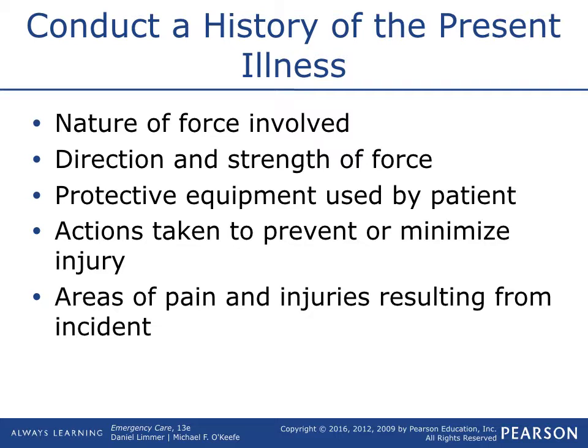Nature of force involved: car accident, falling off that roof, falling downstairs, playing baseball, got hit in the head with a bat. Direction and strength of the force. Was it a 10-year-old that swung the bat or a 40-year-old that swung the bat? Was it a 20-foot tree or was it a pine tree? Was it a 17-foot roof or was it a shed? Protective equipment used by the patient. Were they wearing a helmet? Were they wearing a rope? Were they wearing the seatbelt?